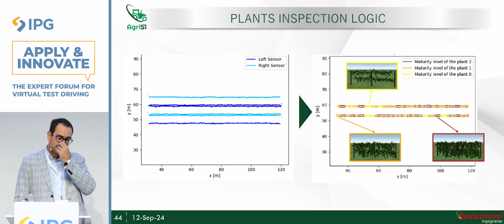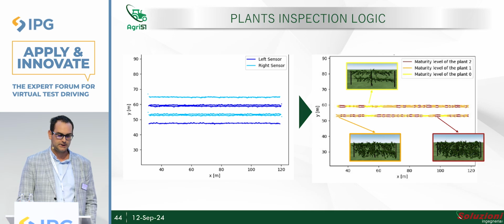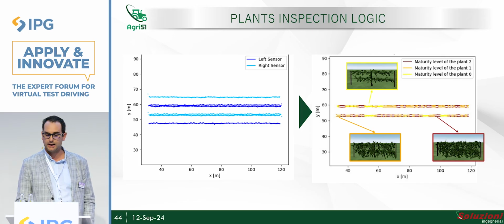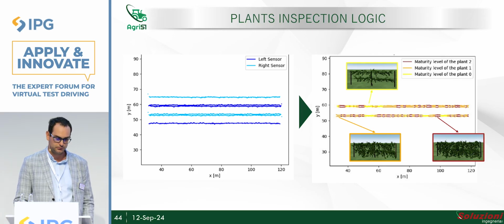And here we can see the final result. So the algorithm is able to detect 3 different vegetative states and to assign one level to each part of the vineyard. So we have in yellow vegetative maturity level 0, that is the lowest. In orange, medium vegetative level, that is level 1. And in red, higher vegetative level, that is level 2.